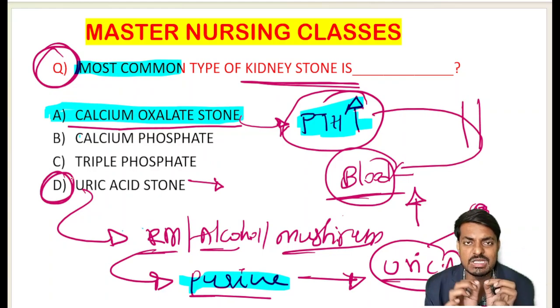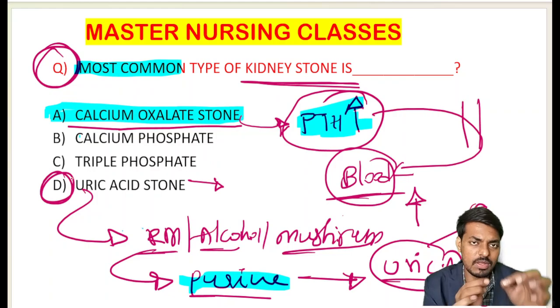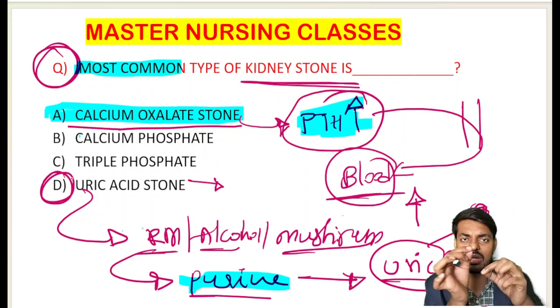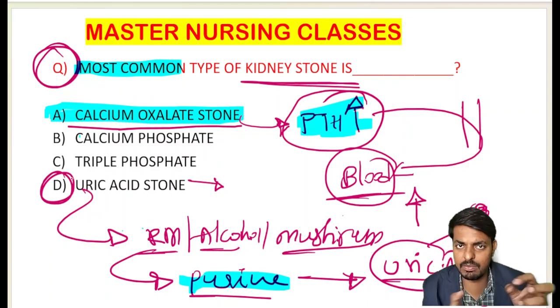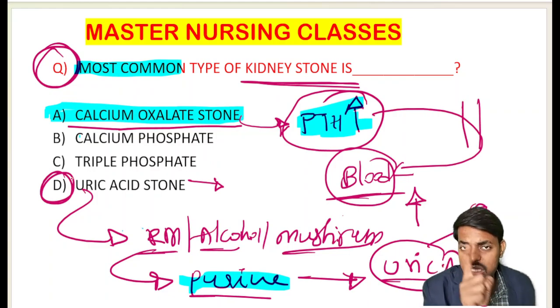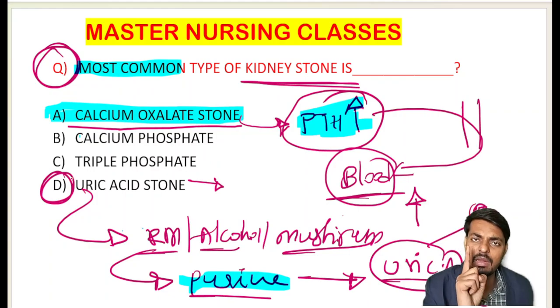Why? Because the edge of the stone is very sharp. When the stone moves inside the renal system, it damages the surrounding tissue mucosa, which leads to bleeding. When there is a stone which damages our organs, we call that the dangerous type of stone, that is the triple phosphate stone.